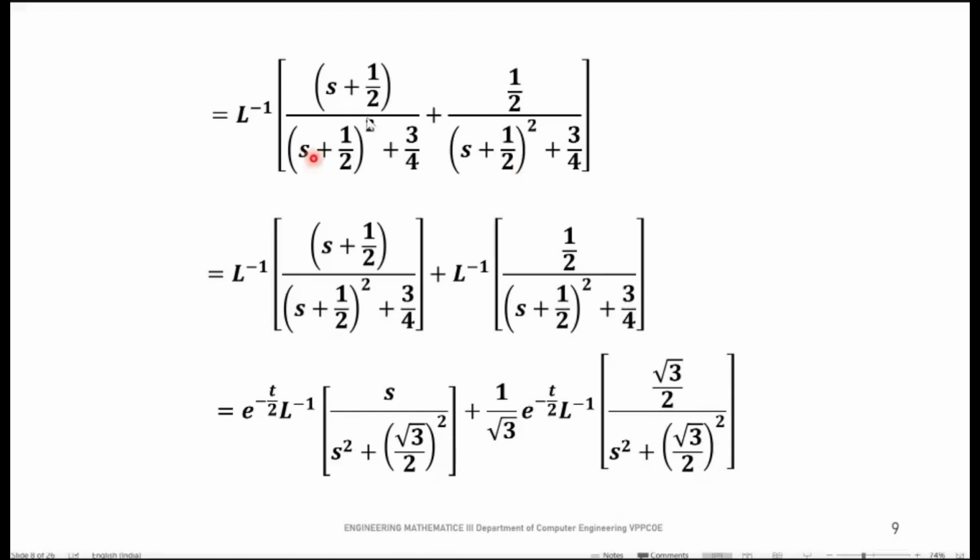ठीक है, सेपरेट करने के बाद s L इनवर्स को हमने दो फंक्शंस में लिखा है, और जहां पे भी s को s प्लस हाफ रिप्लेस किया है, e रेज टू माइनस t by 2 कॉमन ले लिया है, एंड देन द रिमेनिंग फंक्शन इज रिटन.